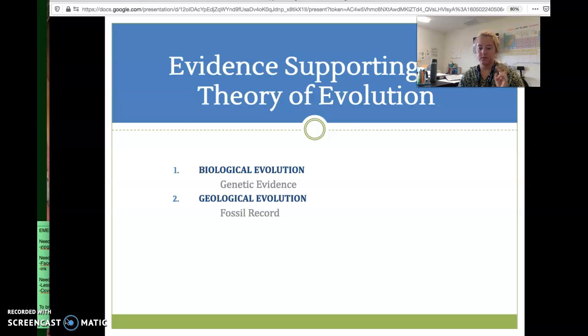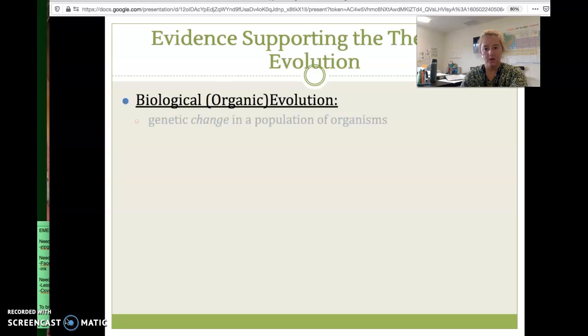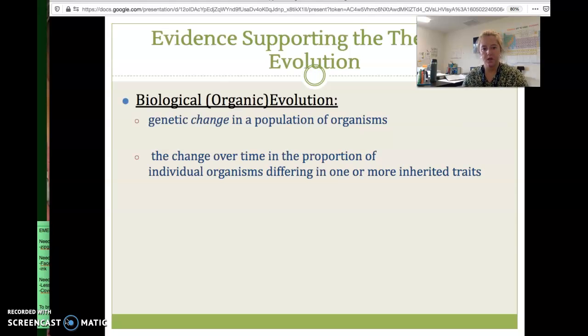So we have two pieces of evidence that go along with our evidence supporting the Earth's history. We have biological evidence, so our living evidence, and then we also have geological evidence of evolution in the fossil record. So we're going to start with our biological or organic support of evolution. So these are genetic changes in a population of organisms. This could be something that we even see with our eyes, so how a population changes.